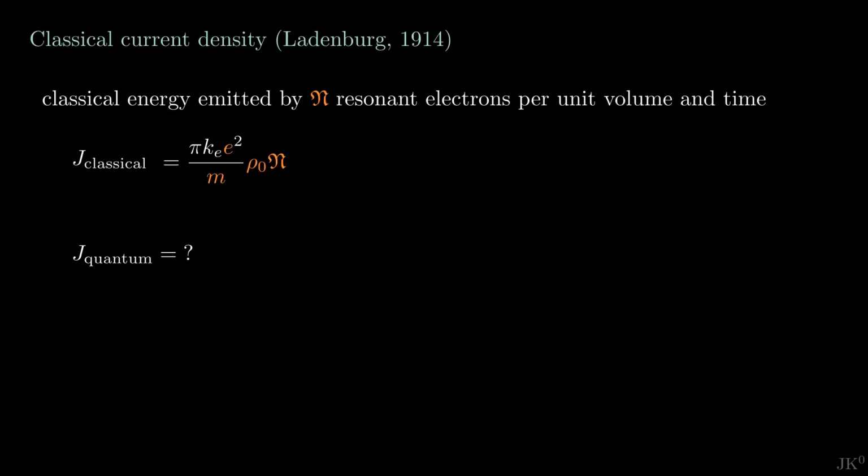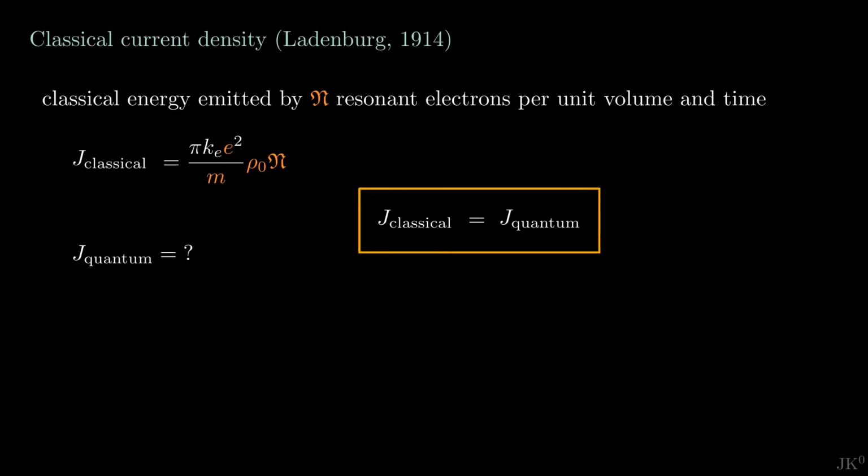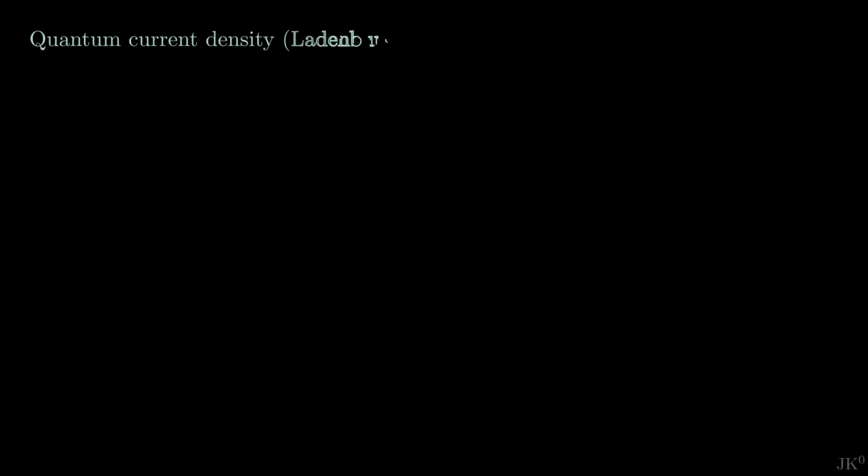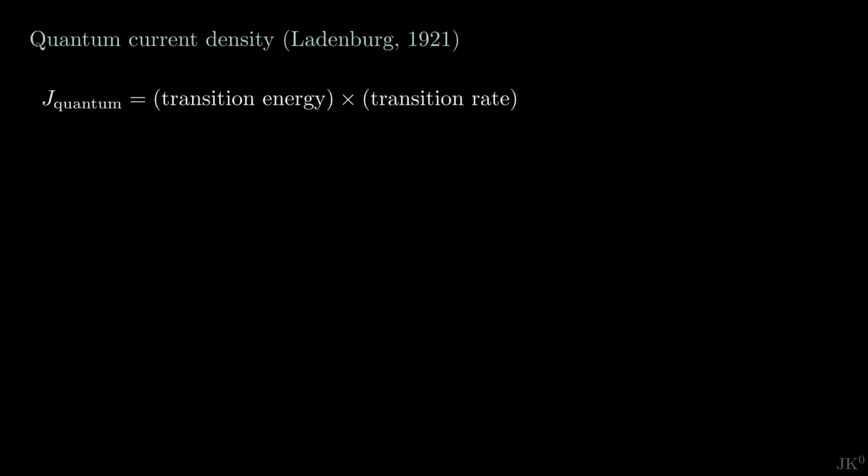In retrospect, Ladenburg's advance is quite straightforward. He used his classical result from 1914 and now calculated the quantum current density, then forced them to be equal, from where he found a quantum interpretation for the dispersion electrons. Let me show you the details. Ladenburg wrote the quantum current density as the product of the transition energy and the corresponding transition rate.